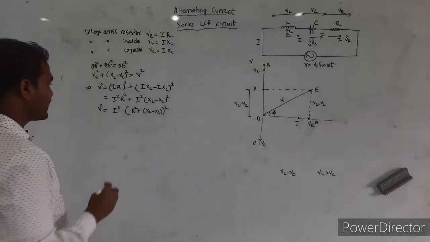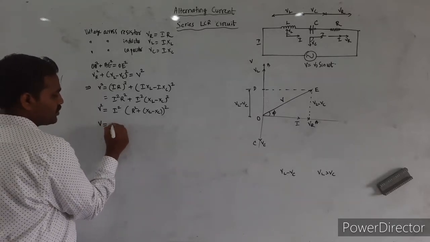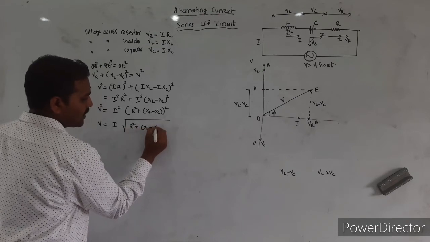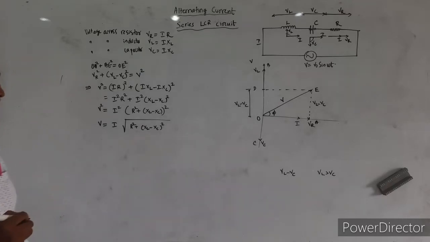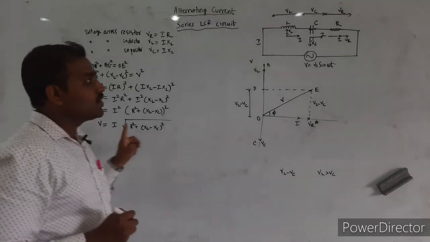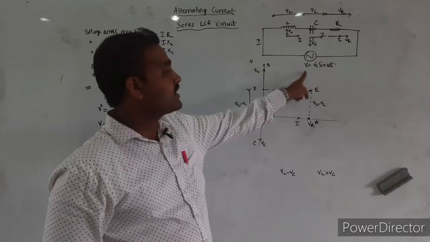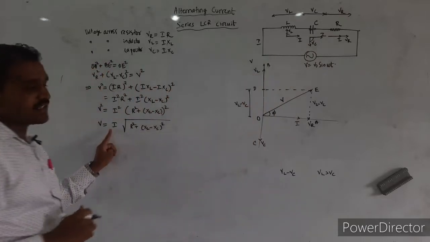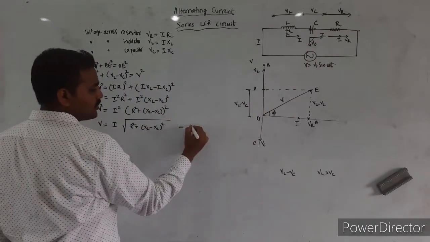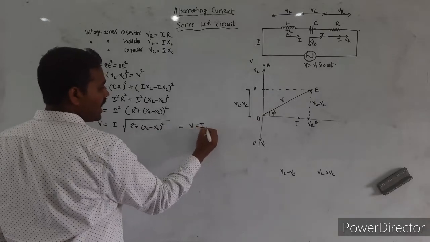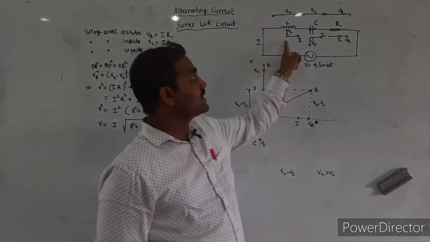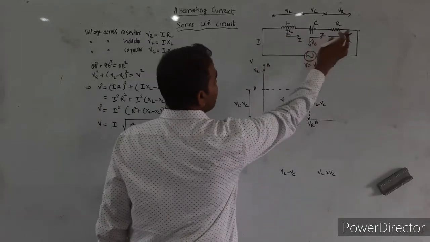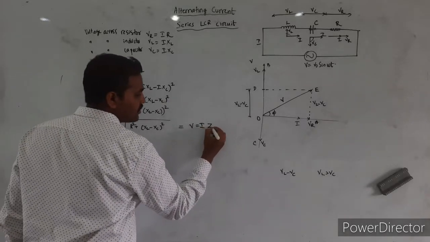Taking the square root, I can write V is equal to I into square root of R square plus (XL minus XC) whole square. What is this V? V is the resultant voltage, and I is the effective current flowing in the series circuit. Comparing this equation with Ohm's law, V is equal to I into the resistance of this series circuit, the net effective resistance of this series LCR circuit. So I write it as I into Z.